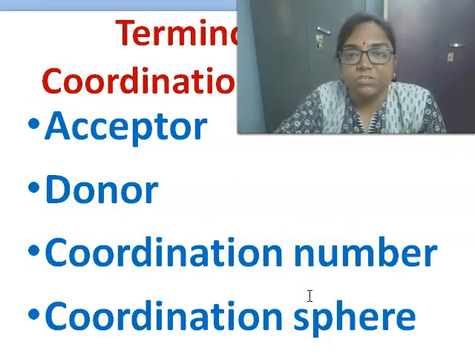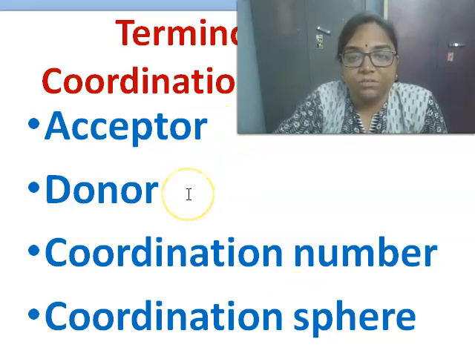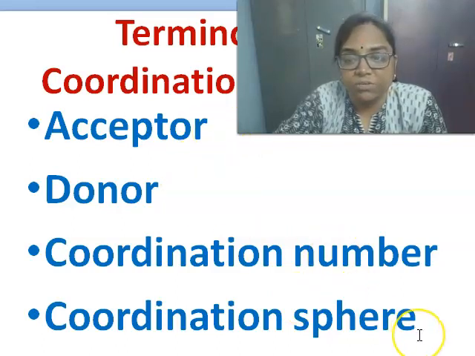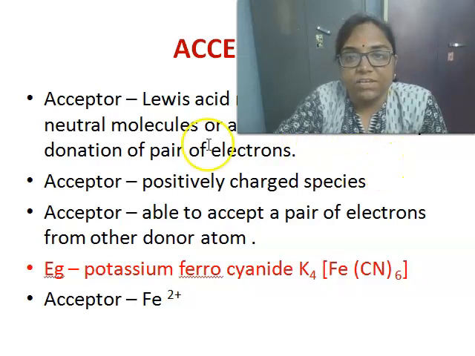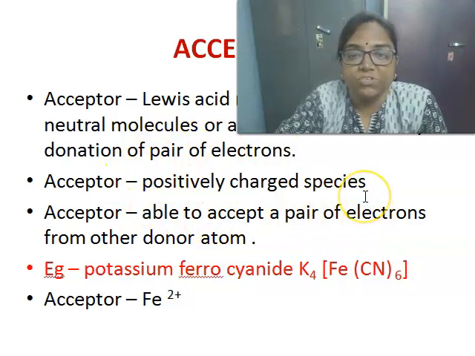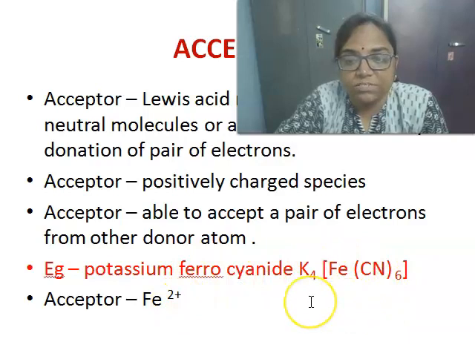Then come the terms. What are all the terms we come across when studying coordination chemistry? First one is acceptor, next the donor, then coordination number, and then coordination sphere. We'll see one by one what it is. An acceptor is usually a metal atom or metal ion, usually a positively charged species, able to accept a pair of electrons from the donor atom. For example, in potassium ferrocyanide, the Fe2+ ion is an acceptor.